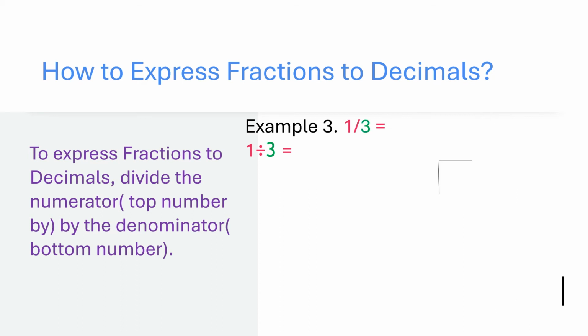Okay, now I have another one here. 1/3, 1 divided by 3. And that is 0, again, because 1 is less than 3. And then we can put a decimal point here, so we can add 0. Now 10 divided by 3 is 3. And 3 times 3 is 9. Subtract, and that is now equal to 1.